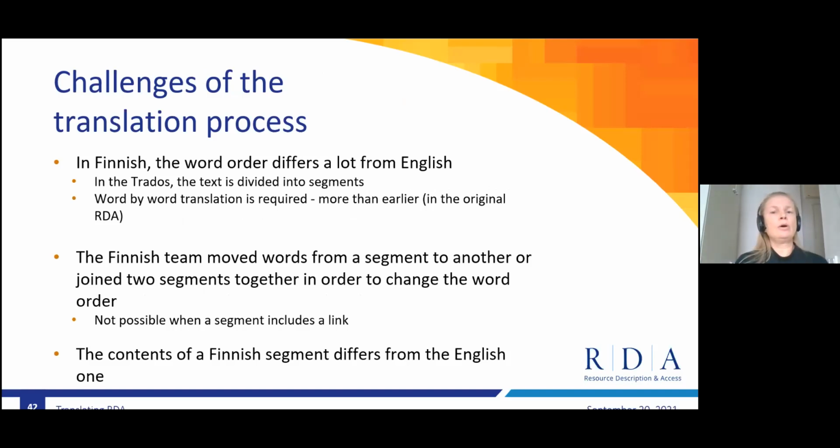Because we have to change the word order many times, we have been forced to move words from one segment to another or join 2 segments together. But there is a problem when a segment includes a link. It cannot be moved, and that's why there are some sentences that are funny in Finnish because of the word order. And the contents of a Finnish segment often differ from the English one.